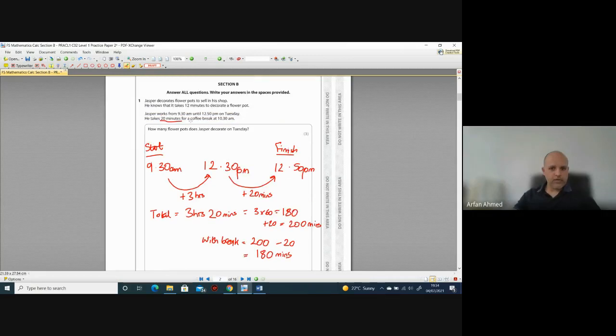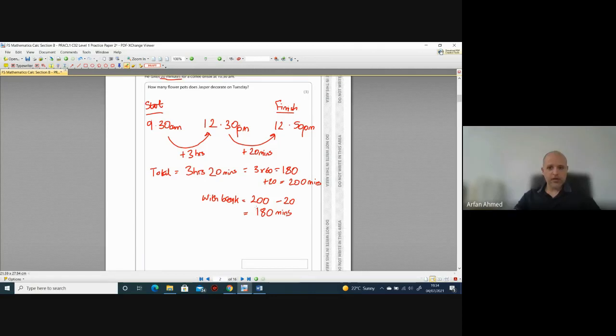So he knows that it takes 12 minutes to decorate a flower pot. So how many 12s go into this? We're going to have to divide it by 12. Yeah, we've got a calculator now. So if you do 180 divided by 12, it's exactly 15 on the calculator. Yeah, and that's going to be 15 flower pots.